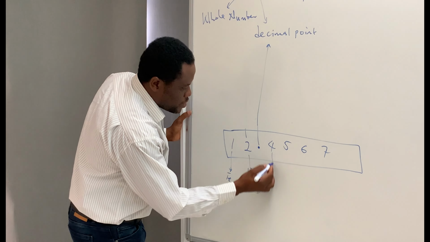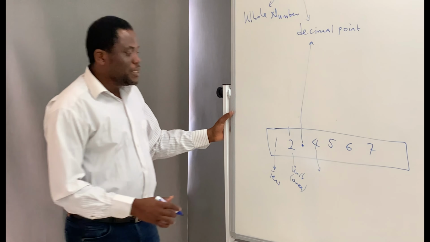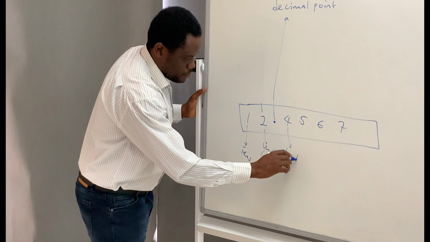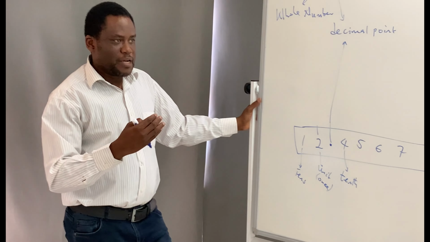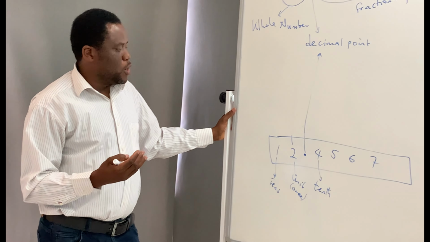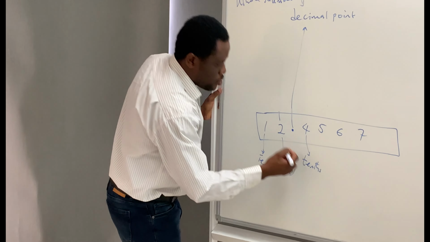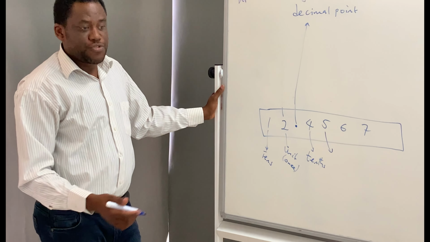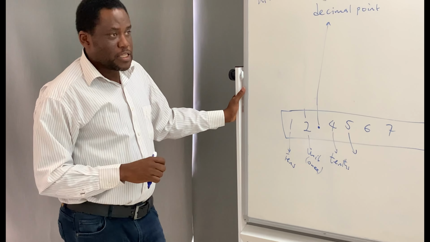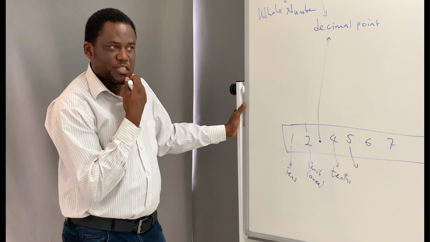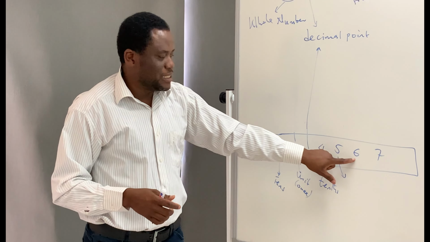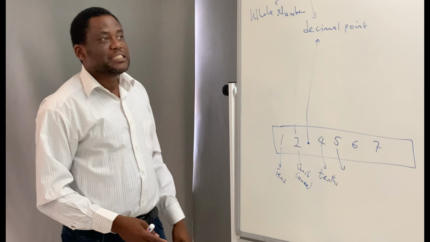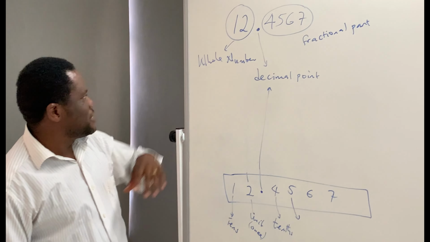Now, this is what is named. This is called tenths, that is the number after the whole number. This one is called hundredths. Let's put th at the end. This is called thousandths, right? Thousandths, and this is ten-thousandths.